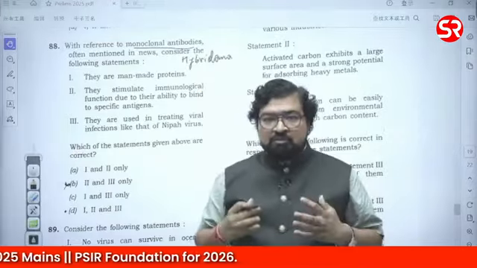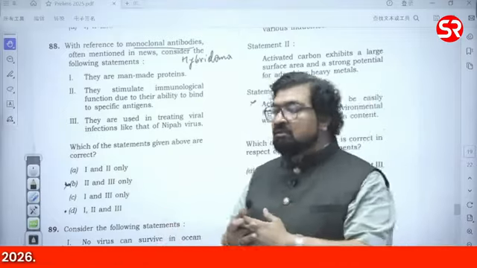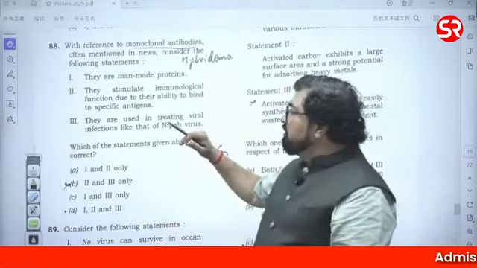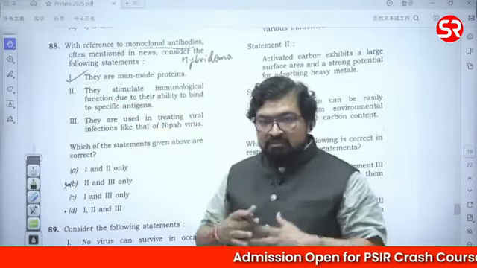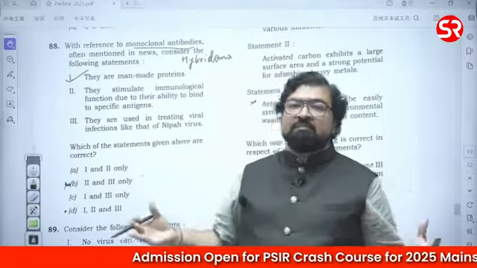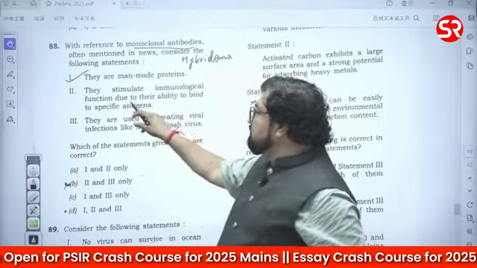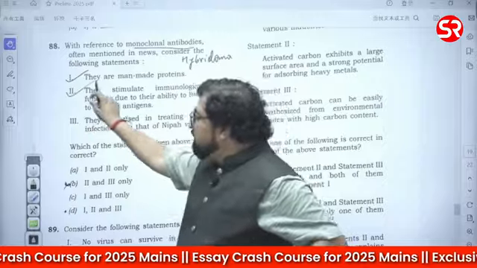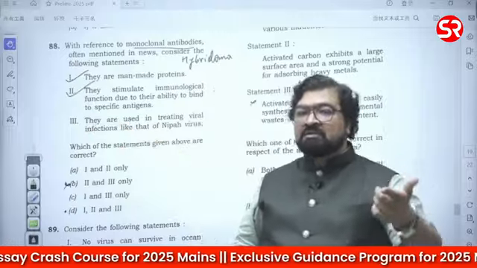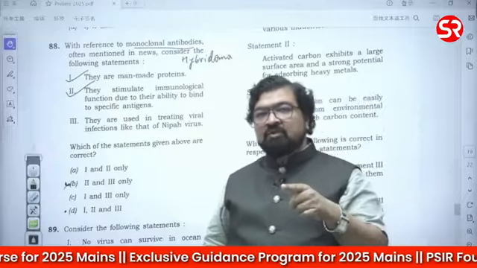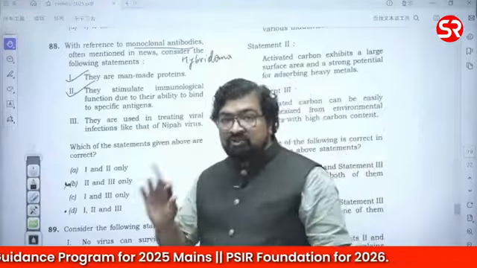Fusion of myeloma tumor cell with antibody producing cells, spleen cell. So here, monoclonal antibodies are man-made proteins. Yes, they are synthesized in the lab so that large quantities of antibodies can be produced artificially. They stimulate immunological function due to their ability to bind specific antigen. Yes, because monoclonal antibodies for Nipah virus will bind with Nipah virus antigens, for coronavirus will be for coronavirus antigens. So they are specific to the pathogen.